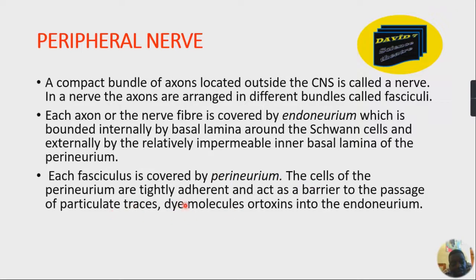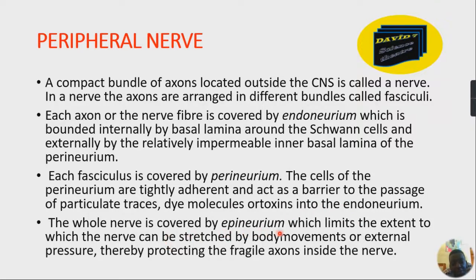The cells of the perineurium are tightly adherent and act as barrier to the passage of particulate traces, molecules or toxins into the endoneurium. So the whole nerve is covered by epineurium, which limits the extent to which the nerve can be stretched by body movements or external pressure, thereby protecting the fragile axons inside the nerve. So the nerve, you can see an axon is highly protected by a couple of layers, call them endoneurium, perineurium, and we've seen the epineurium.